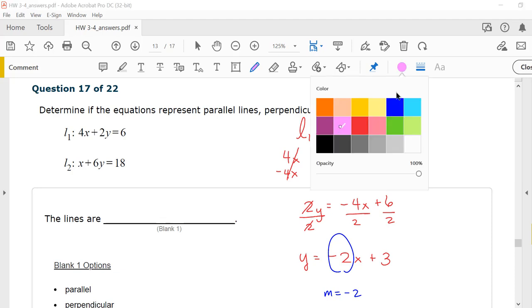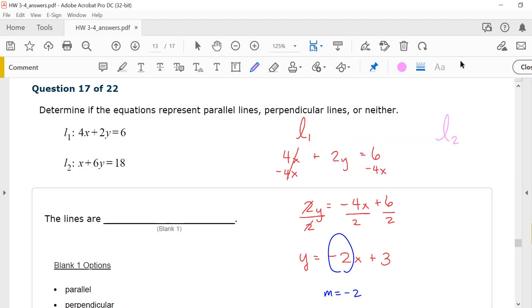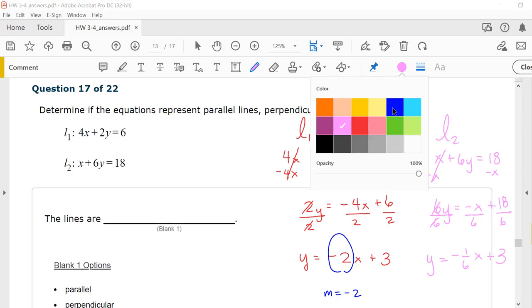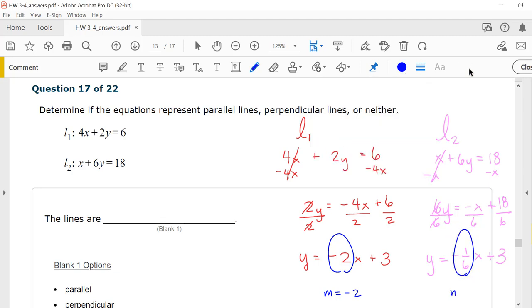Now for line 2, I have x plus 6y equals 18. Subtracting x from both sides, I get 6y equals negative x plus 18. Dividing everything by 6, I end up with y equals negative 1 over 6x plus 3. The slope of line 2 is negative 1/6.